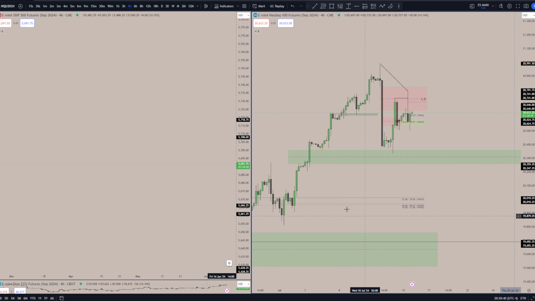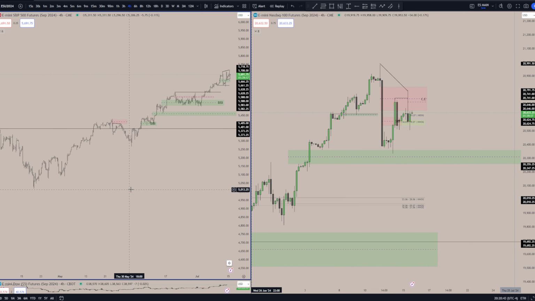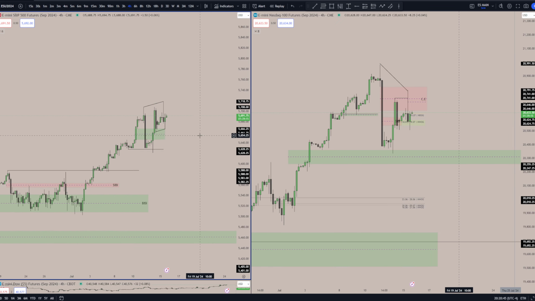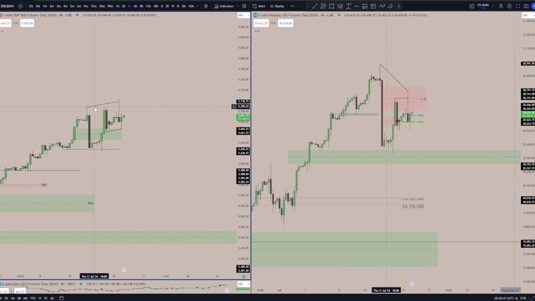And again, as I mentioned before, we have this larger SMT here, so please keep an eye out on it, right? Which is this SMT right over here. Okay. Any questions for me here before I head out?